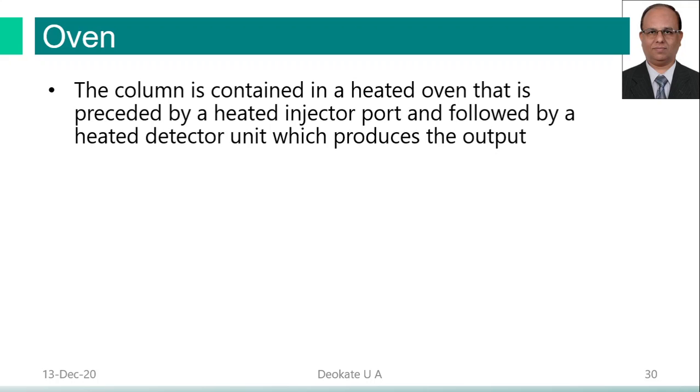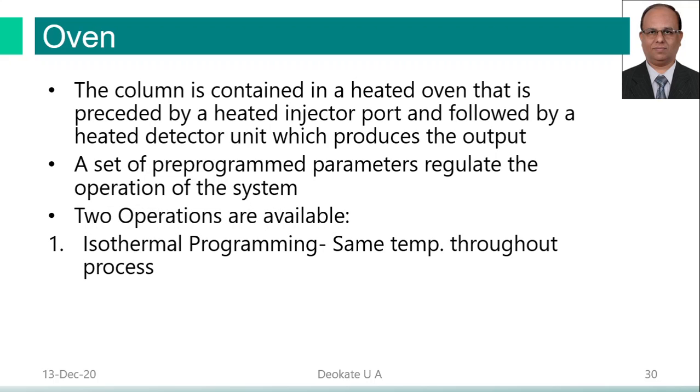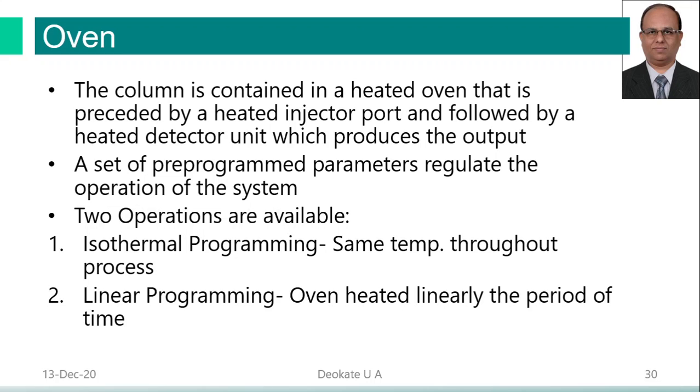The column is contained in a heated oven that is preceded by a heated injector port and followed by a heated detector unit, which produces the output. A set of program parameters regulates the operation of the system. Two operations are available: either isothermal programming, that is the same temperature throughout the process, or linear programming, where we can program to change the temperature during the process of separation.